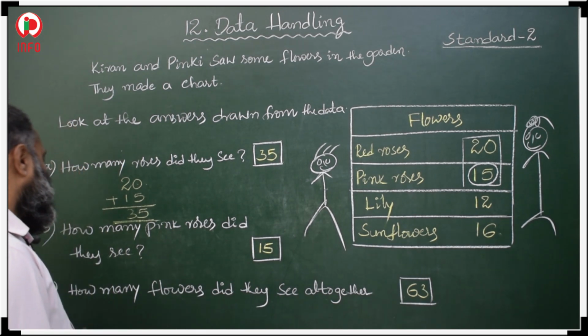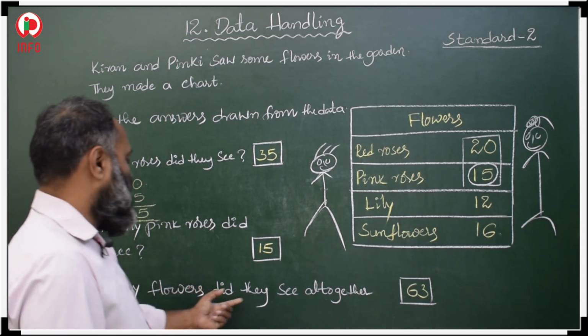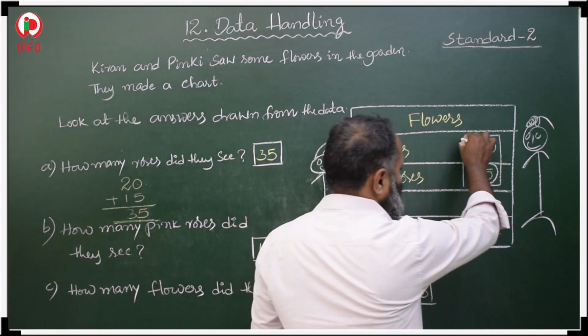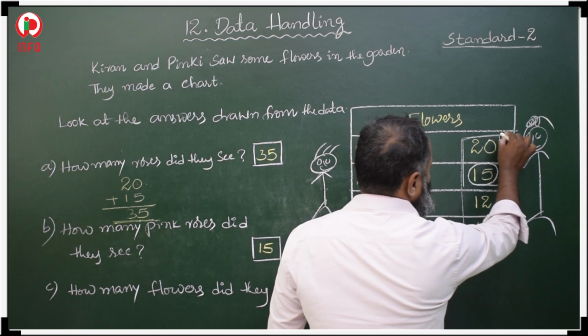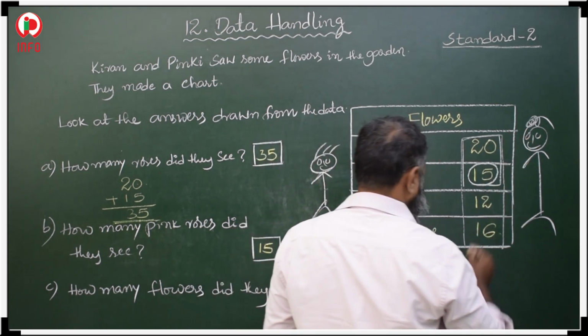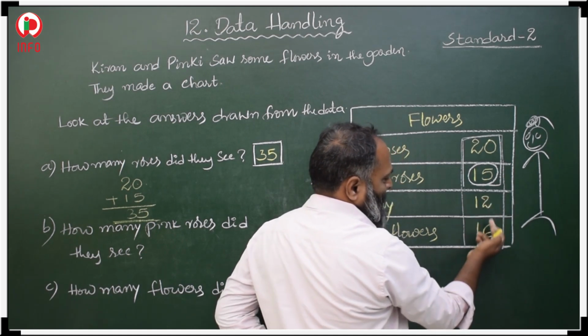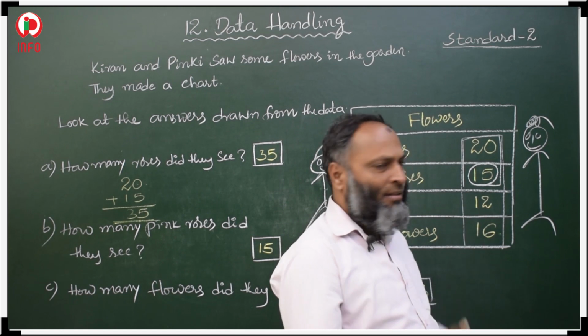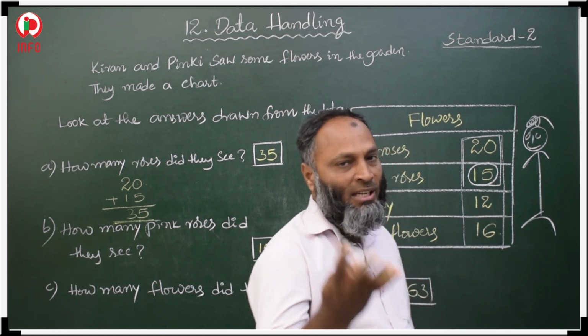Next, how many flowers did they see all together? All together means all these flowers he is asking. So that means add all these flowers. 6 plus 2, 6, 7, 8. 8 plus 5, 9, 10, 11, 12, 13.